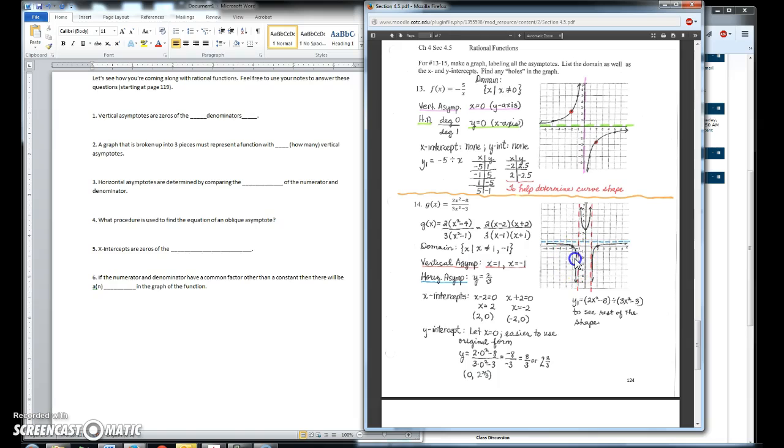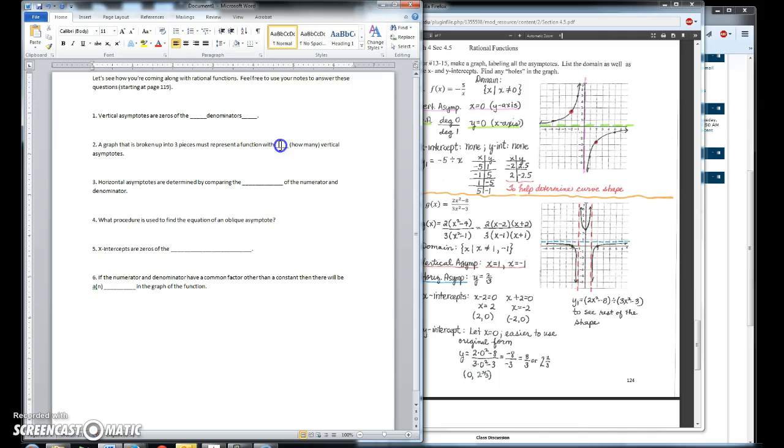You see it has this one right here, got this one up here, and this one over here to the right. How many vertical asymptotes does it have? You can see right there, 1 and -1 are the vertical asymptotes. So a graph broken up into 3 pieces represents a function with 2 vertical asymptotes.